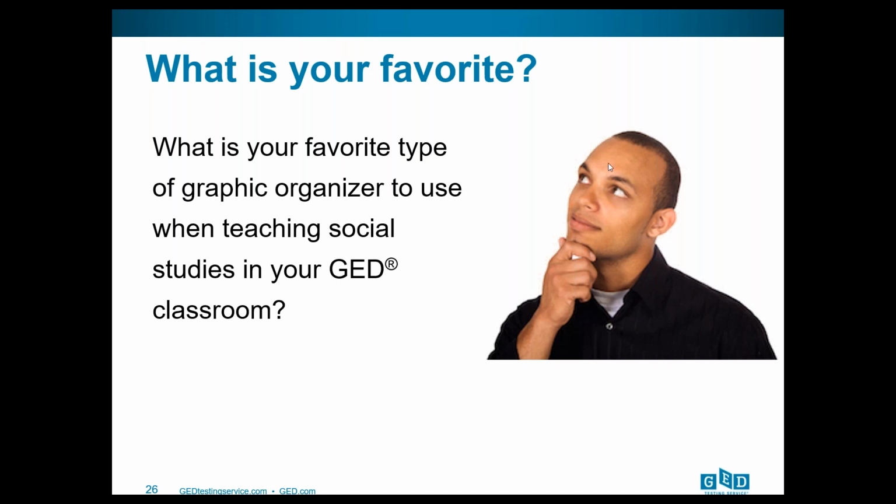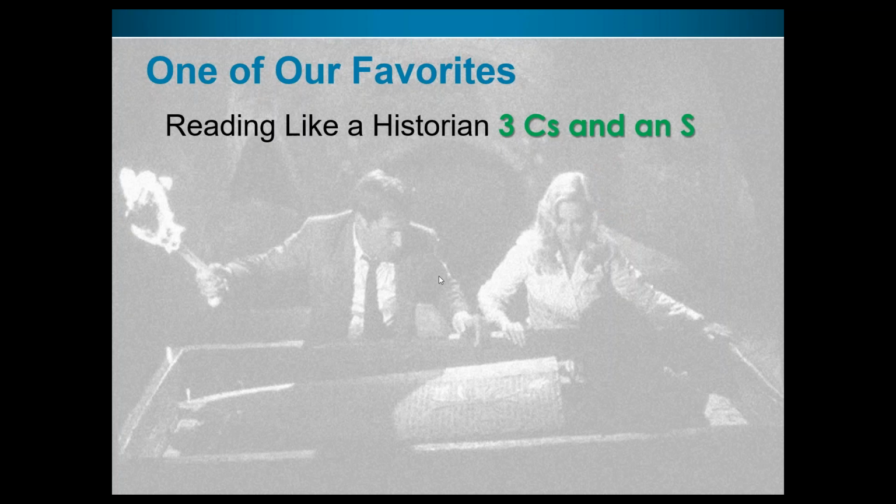So let's talk about some that we've used in working with the GED social studies. One of our favorites happens to be reading like a historian, and that deals with 3 C's and an S. What do I mean by that? Well, first of all, looking at the source of a text. Because as I'm reading the text, I need to know who wrote this and why that person wrote that.